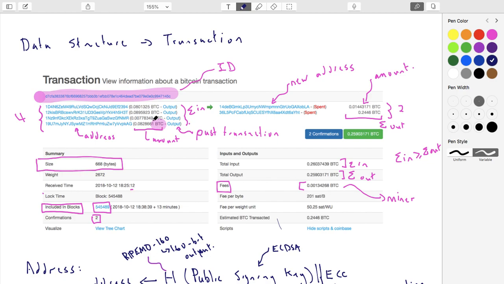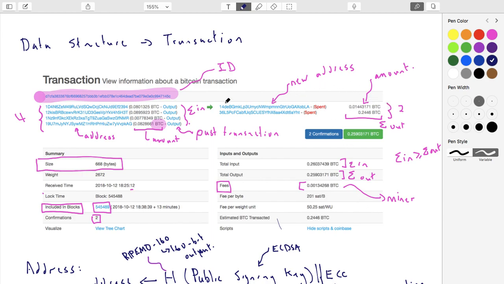The question is, what do I do with the difference? This adds up to a certain amount, and I only want to send this amount. So I'm going to send the rest of it back to myself as change, as it's called. I take a bunch of addresses that I own, add them all together, send the amount to the person I want to, and then send the leftover back to myself as change. And if there's a leftover to the leftover, it's given to the miner as a fee.